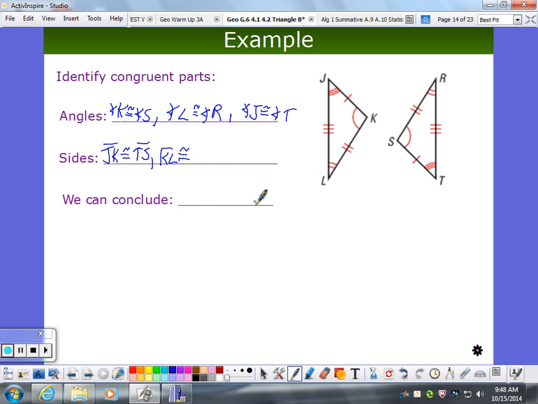How about KL? KL is going to be congruent to which side on the other triangle? Yeah, SR. What else do we have? That's JK, KL, JL. JL congruent to what?